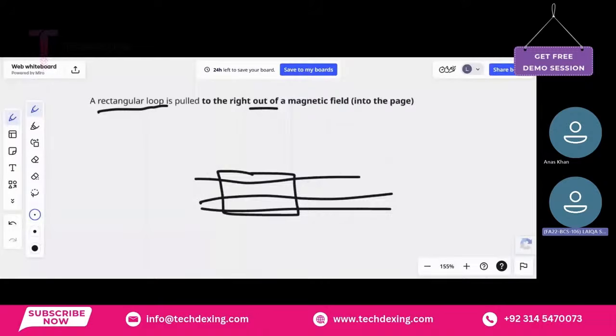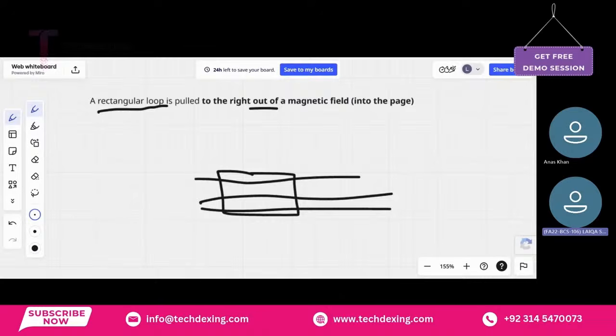Flux is simply the number of magnetic field lines that will be passing through that loop. So if I start taking a loop away from the magnetic field, what would be the effect on the number of lines that would be passing through it? Will they increase or decrease? It will be decreased, right?